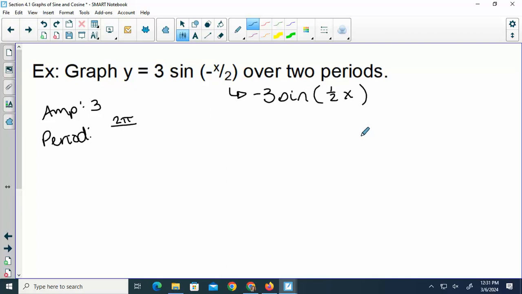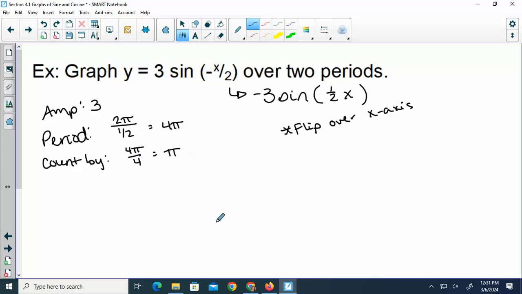Now what does the negative on the outside do? It flips it over the x-axis. Okay, so my period is 2 pi divided by the number in front of x, and my number in front of x is 1/2. So 2 pi divided by 1/2 is 4 pi. Count by every time is just our period divided by 4 because of the 4 quadrants, and we get pi.